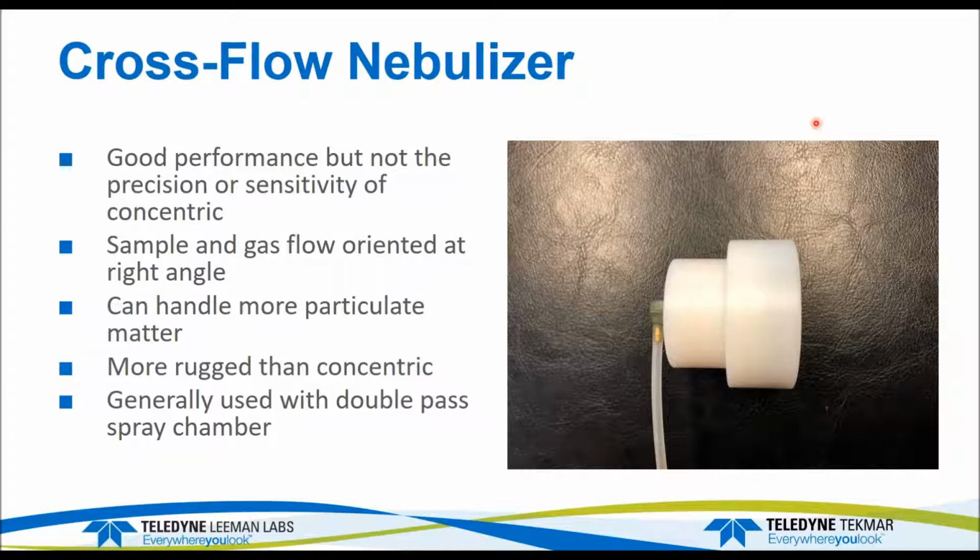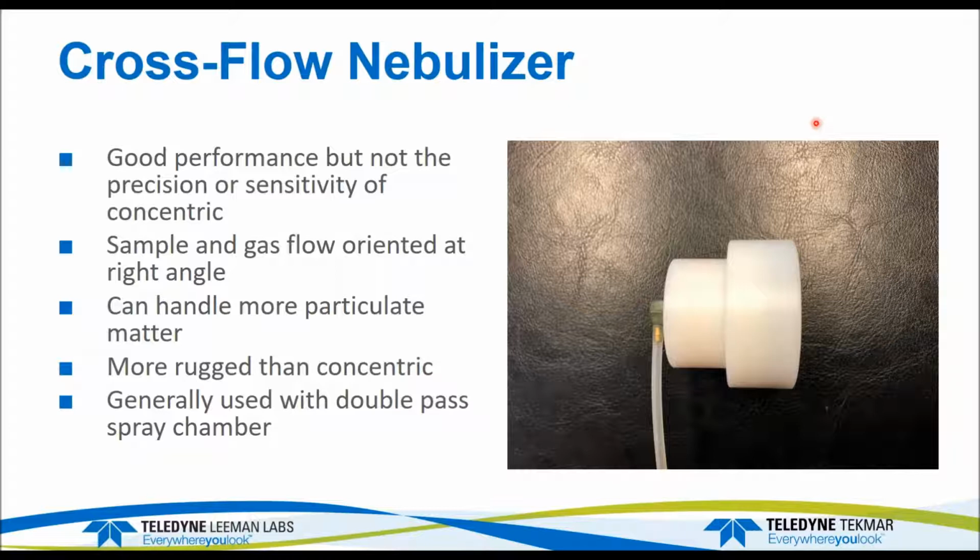It has good performance, not quite as good precision or sensitivity as the concentric neb, which we can use the sensitivity issue as an advantage. We'll talk about that in a bit. Rather than concentric flow, the gas and the sample are at right angles to each other. We'll see a photo of that in a second. So it can handle more particulate matter, and it's not as sensitive. It's more rugged than a concentric.